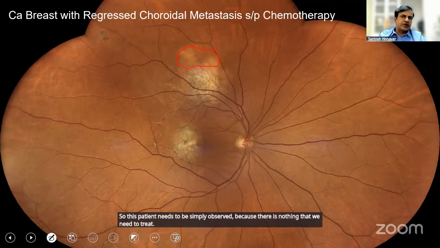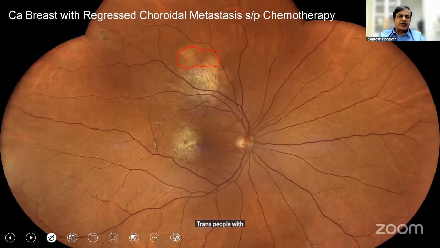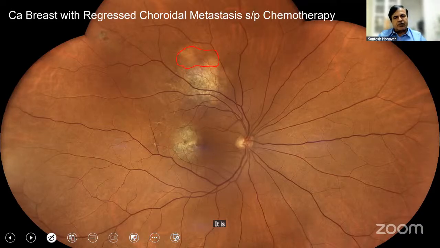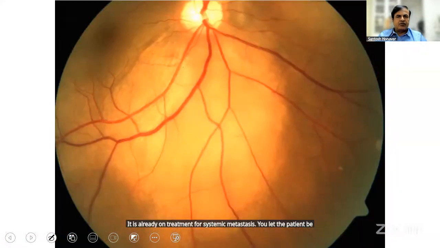If a patient of this sort develops visual symptoms because of SRF, etc., then you may want to do transpupillary thermotherapy, laser photocoagulation, or anti-VEGF, etc. But generally, when a patient has no symptoms and is already on treatment for systemic metastasis, you let the patient be and not specifically intervene for the eye.